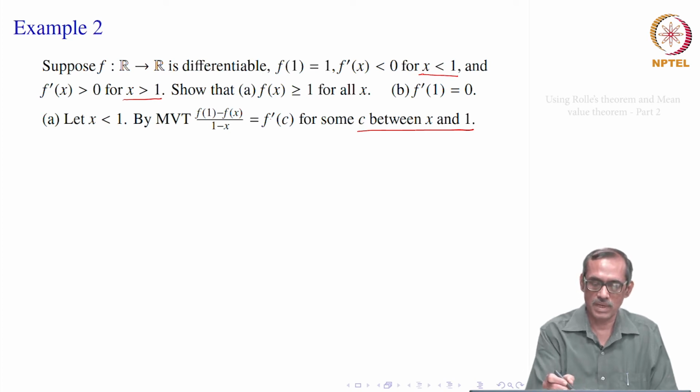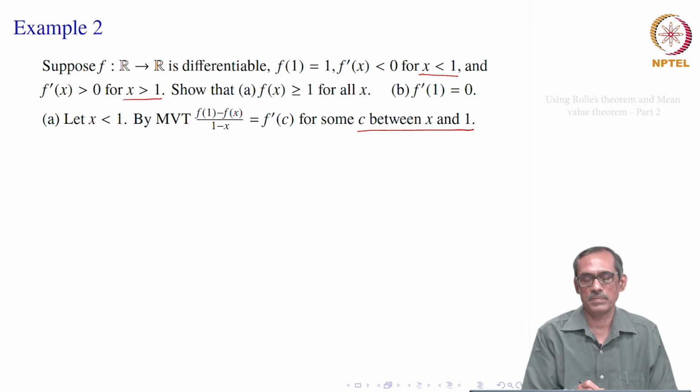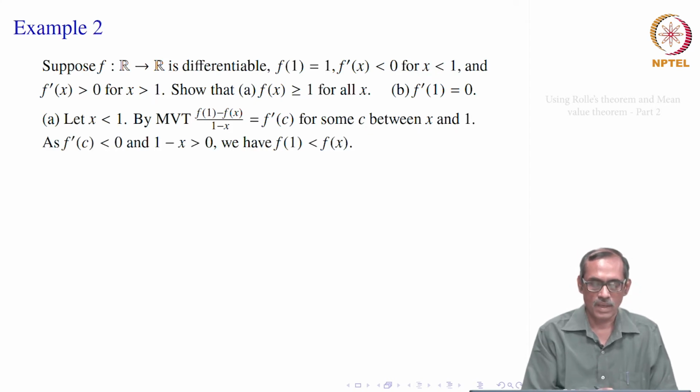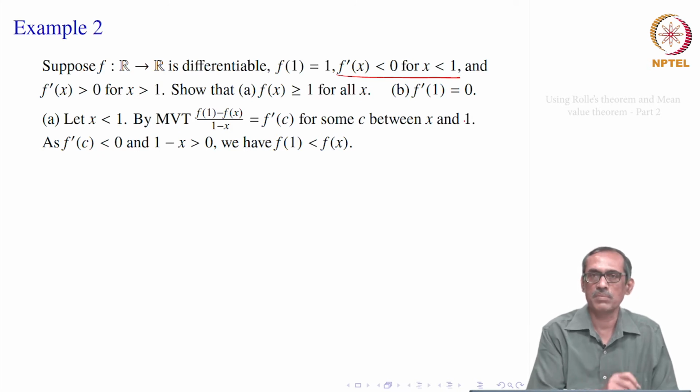So, you can apply the mean value theorem to get a point C between x and 1 such that the slope of the secant is equal to the slope of the tangent, that is, f 1 minus f x by 1 minus x is equal to f prime of C for some point C between x and 1. Okay. So, now that f prime x is less than 0 for x less than 1, this C is between x and 1. So, f prime C must be less than 0.